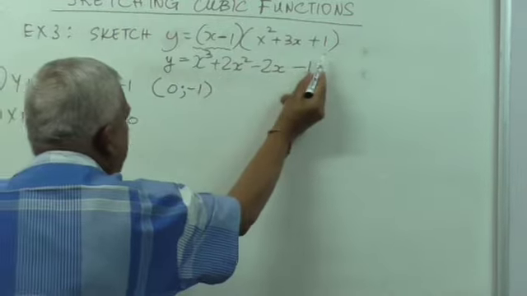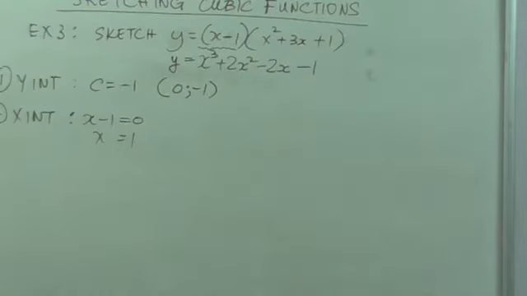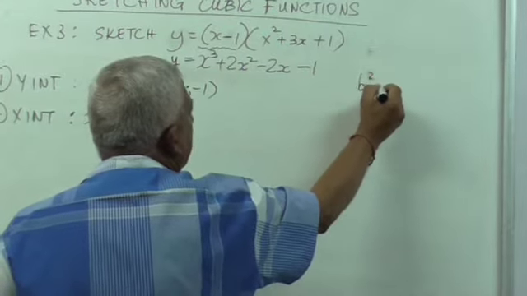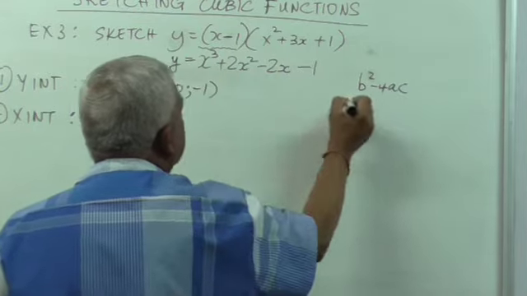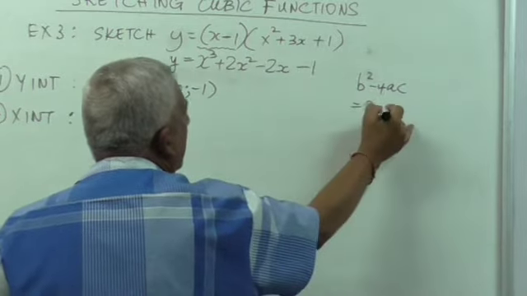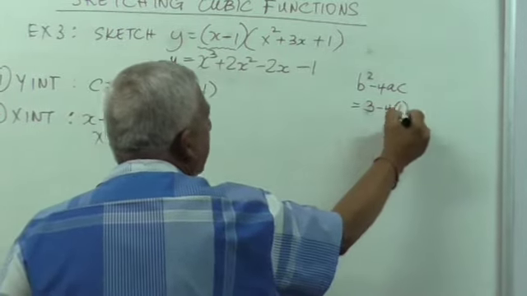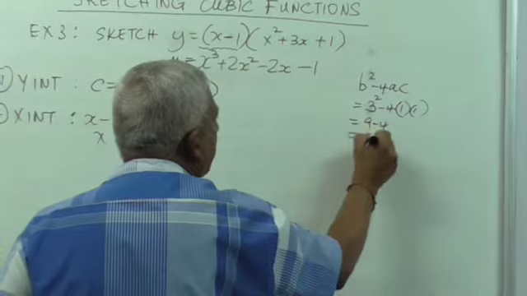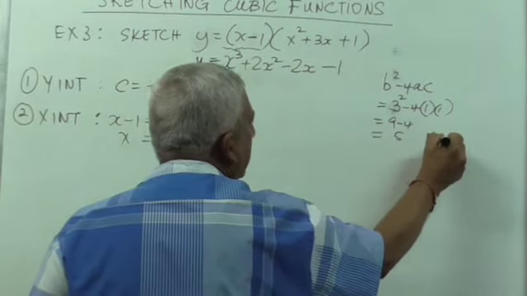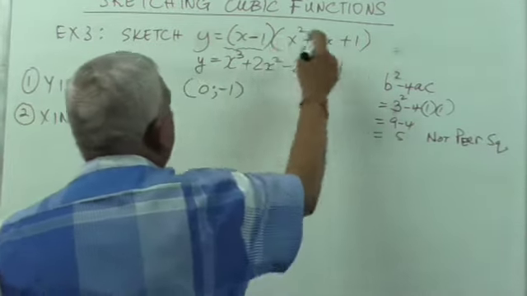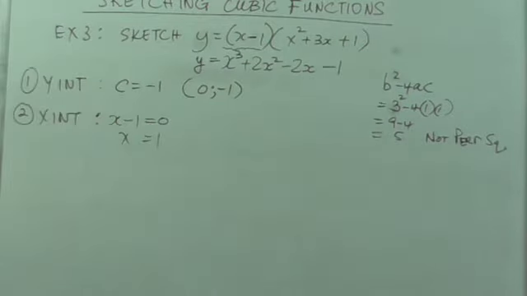But this part is a quadratic. And you can see clearly that that quadratic will not factorize. We have taught you this before. Work out b squared minus 4ac. If you work out b squared minus 4ac in this question here, it will be 3 squared minus 4 into a, which is 1, into c, which is 1, and you will get 9 minus 4, you'll get 5. 5 is not a perfect square, so this will not factorize. Therefore, you'll have to use the formula.